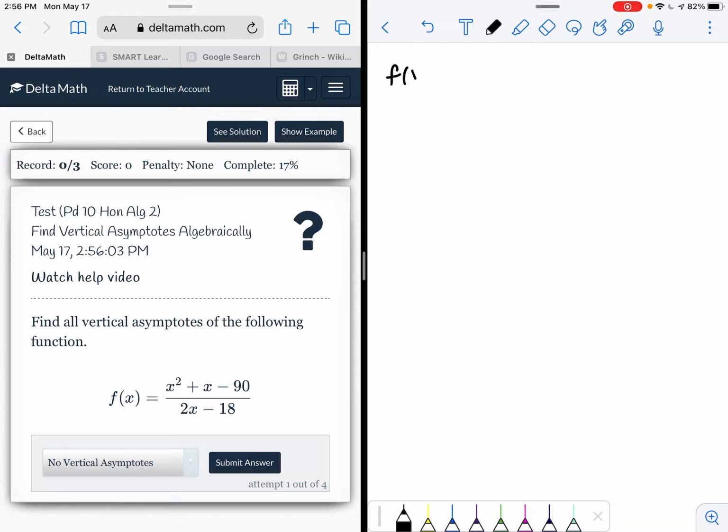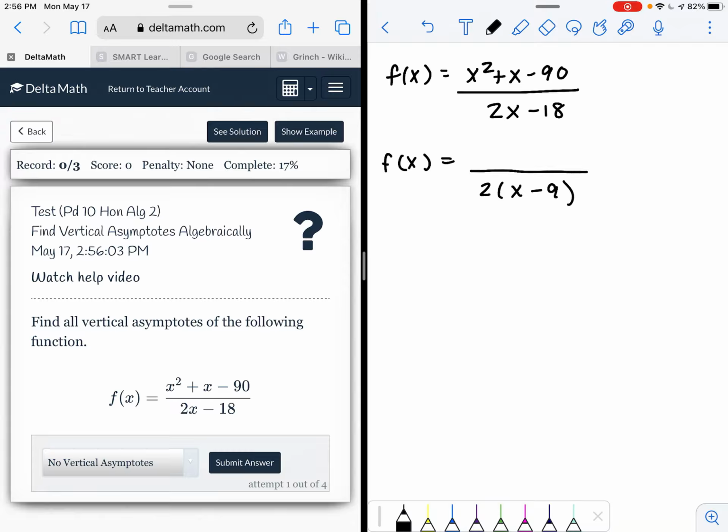Let's go ahead and find the vertical asymptotes of this rational function. So remember, we always want to go ahead and factor first. So I'm going to start by writing down my problem, and then we'll go ahead and factor. The denominator is pretty easy because it's just a GCF. There's a 2 in both of those, so if I factor it out, I get an x minus 9.